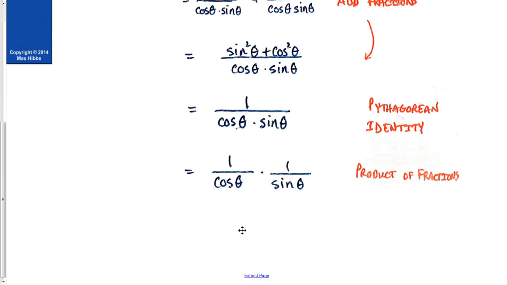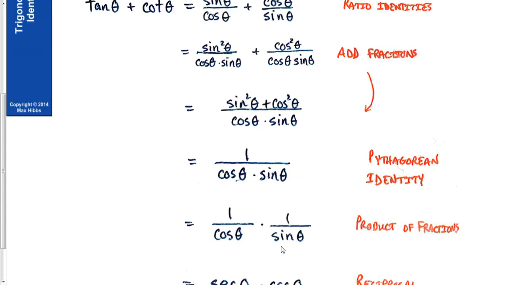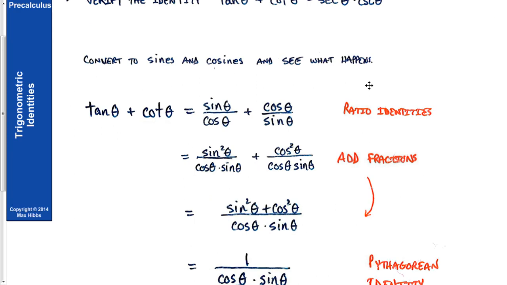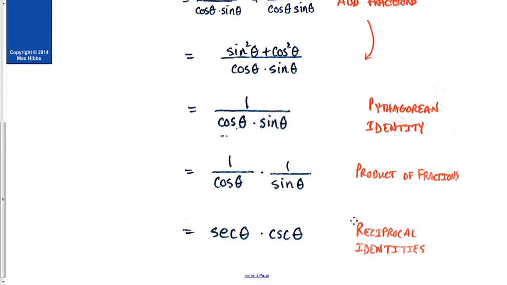And that's actually introducing the pieces I need, isn't it? Because 1 over cosine theta is secant theta, 1 over sine theta is cosecant theta, and that's exactly what we were trying to get on the right side, isn't it? So another one completed successfully.